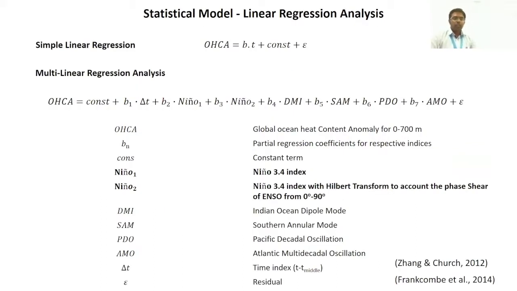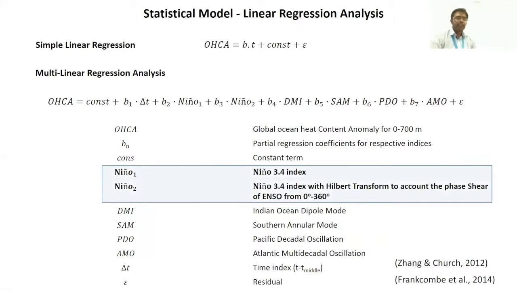Now, to estimate the role of natural variability in this redistribution of the global ocean heat uptake, we use two types of approaches. The first is the simple linear regression, which is shown in this equation. This is similar to y equal to mx plus c. In the second method, we use the multilinear regression analysis, in which we want to see what is the role of the different natural variabilities, that is ENSO, IOD, SAM, PDO, AMO, etc., which can affect the redistribution of the global ocean heat uptake.